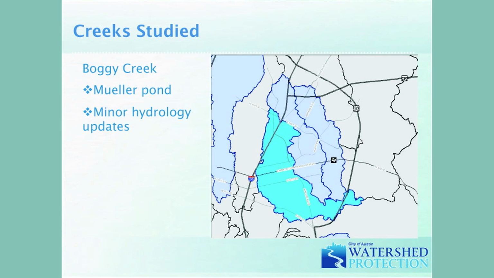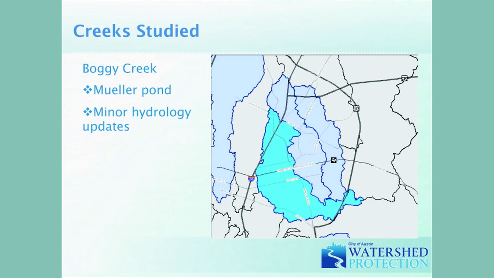Okay, first is the Boggy Creek study. This darker section here is Boggy Creek. That's just east of 35. MLK runs right through the middle of it. Airport Boulevard runs right down here. That's the Boggy Creek channel.